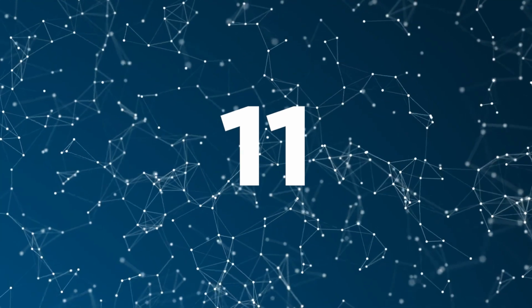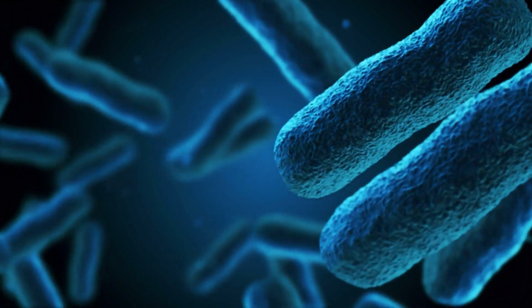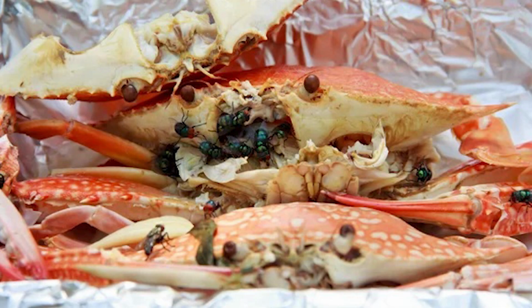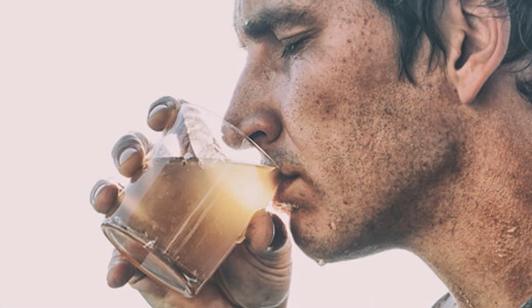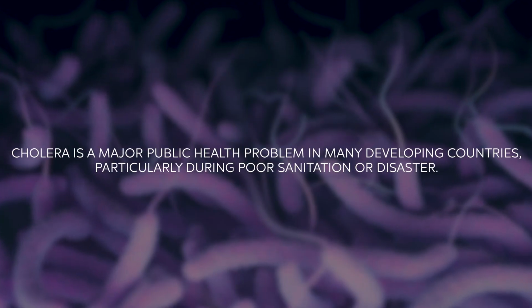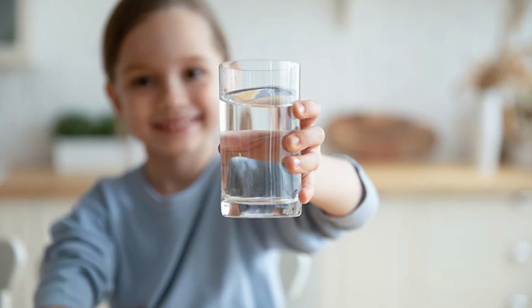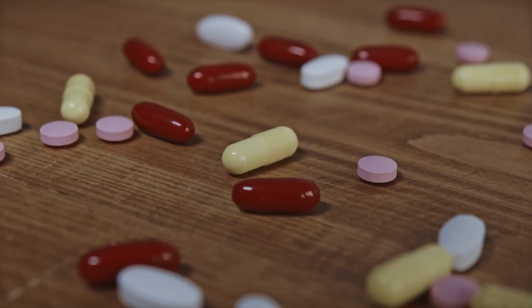At number 11, we have cholera. This bacterial infection can cause severe diarrhea and dehydration, and is spread through contaminated food or water. Cholera is a major public health problem in many developing countries, particularly during poor sanitation or disaster. Treatment for cholera involves rehydration and antibiotics.